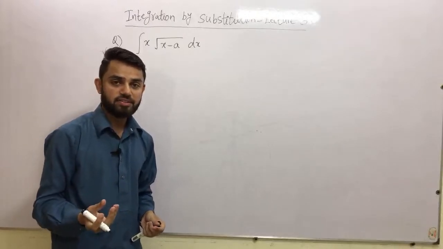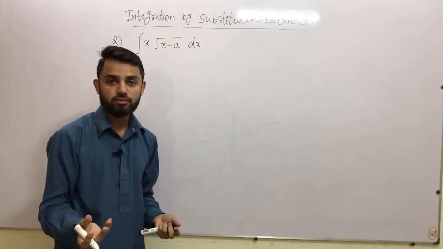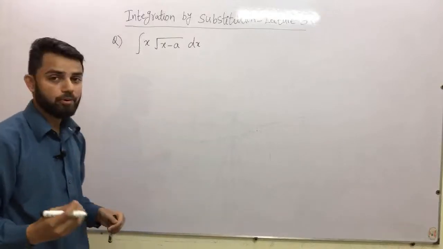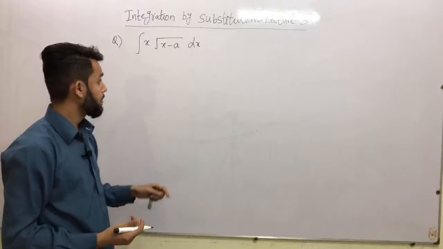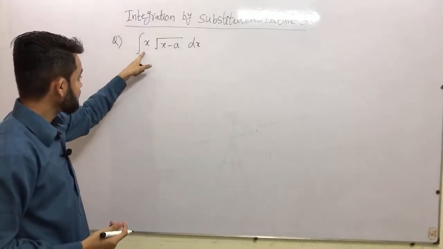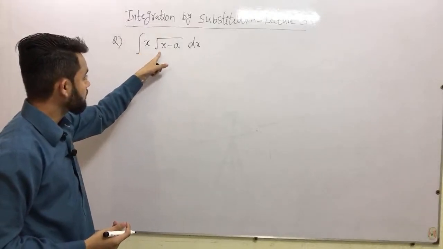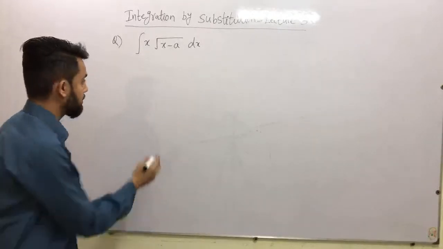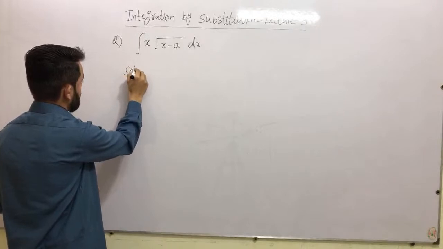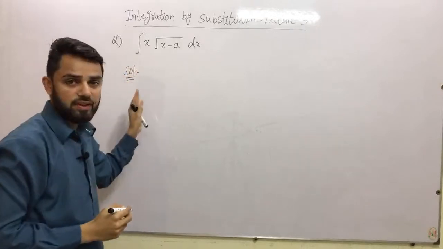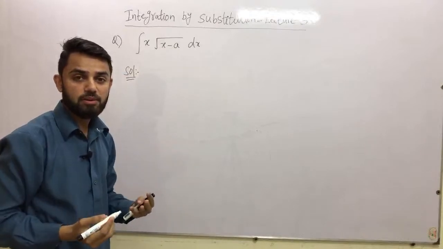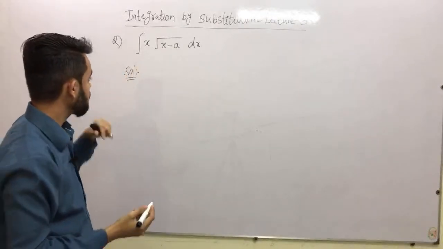Integration by parts is basically the product rule, like the one we often apply on derivatives. Integration by parts is a product rule for integration. Now in this question, this is x into square root of x minus a dx. So we have to make a substitution over here as well. I will be solving this question in two ways, and then I will tell you why and how you will know what type of substitution you have to use.